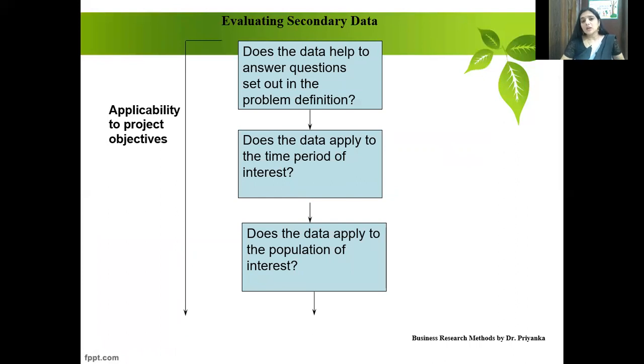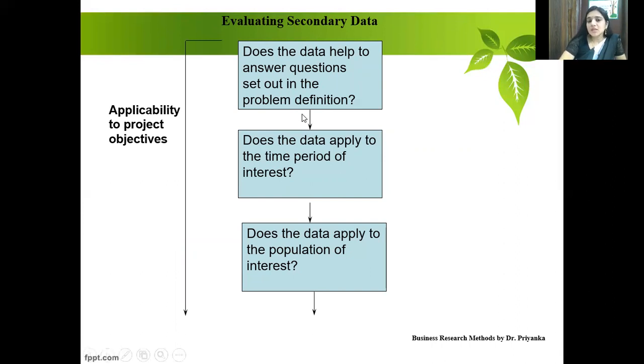Now evaluating data on certain parameters so as to confirm whether you are going to use that particular data or not. I mean, whether it would be accessible for you or not, whether it is going to be actually useful for you or not. So as per applicability to project objectives, you will be checking the data. Does the data help to answer questions set out in the problem definition? When you are going to talk about secondary data in research design, you already know that you have defined a problem. So you will be checking the secondary data as per problem definition, whether it actually fits or not.